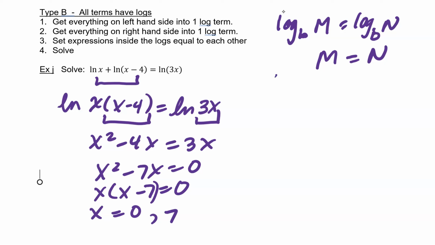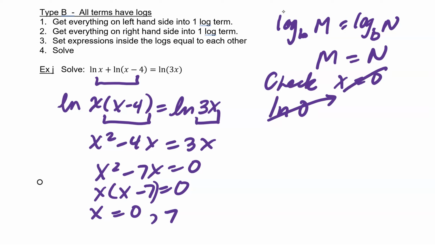Just like before, we'll go back and check. So checking our first solution, x equals 0, I put it into the original equation and I can see problems here. ln of 0, that again is going to give us something undefined, so we need to eliminate this solution.